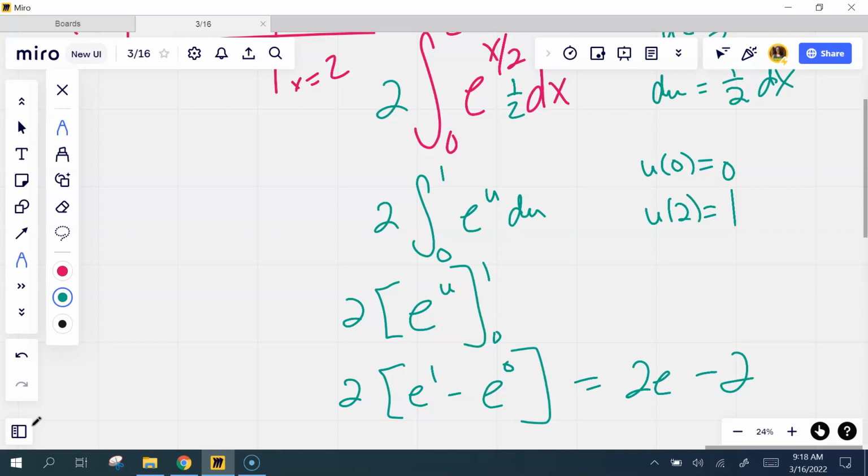Okay, when you see area of the region, you should automatically think integral. When you do integral, I don't know what the antiderivative of e to the x over 2 is. That's when I think, oh, that'd be rough.